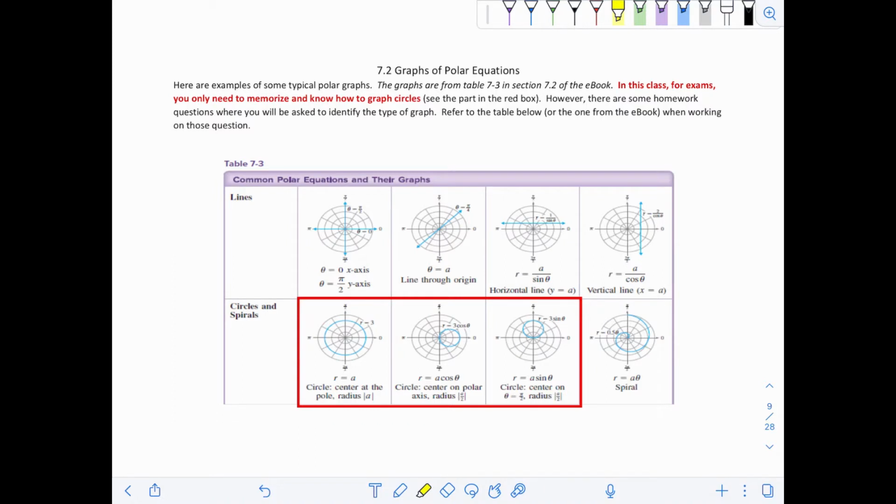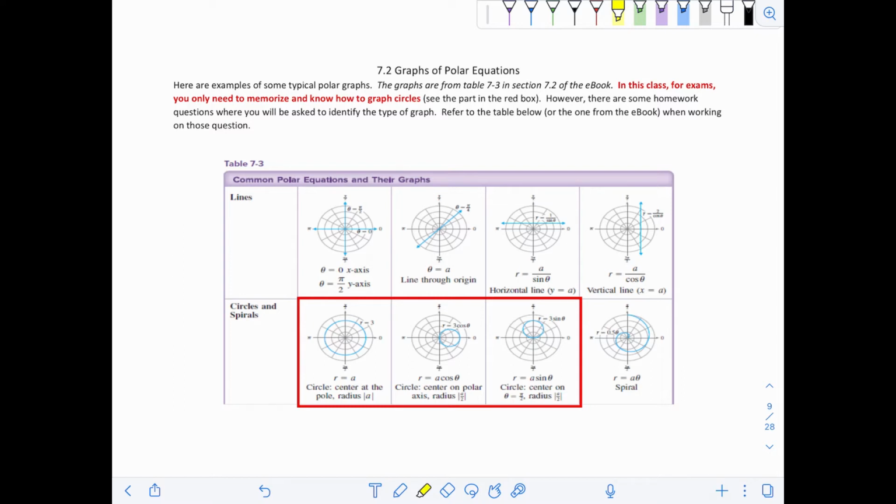In this section, we're only going to look a little bit at polar graphs. There's a lot of polar graphs out there, very cool looking graphs, beautiful in fact sometimes. I just want to focus on some fundamentals of what a graph of a polar equation would look like and how to do basic graphs.